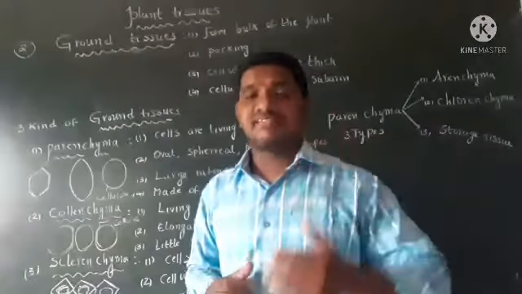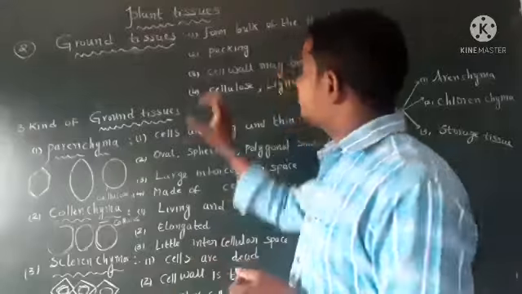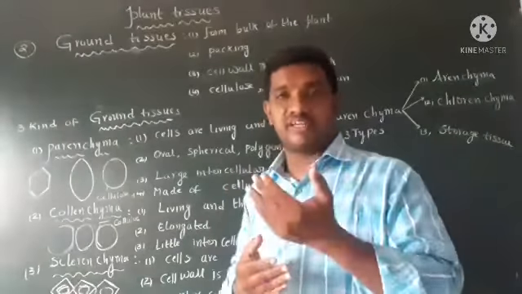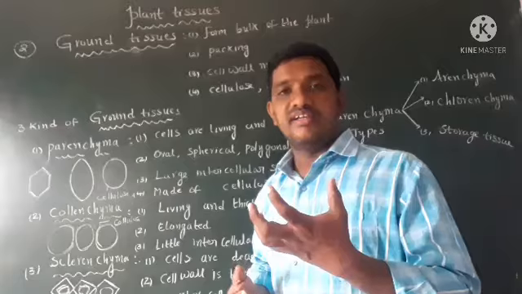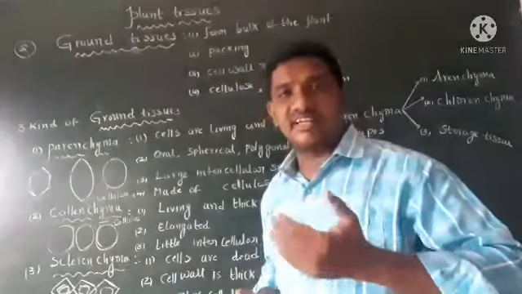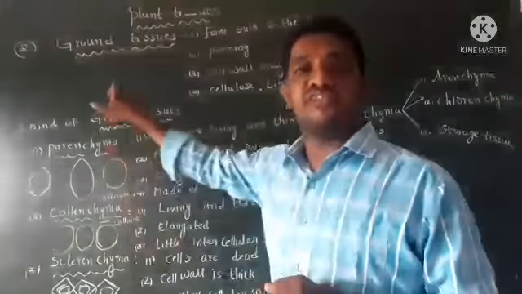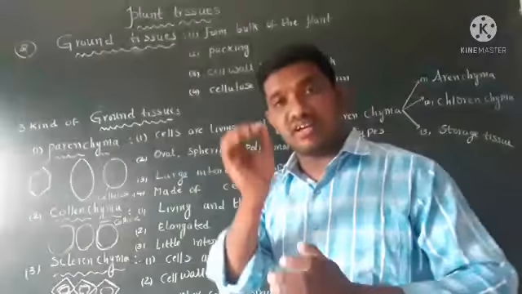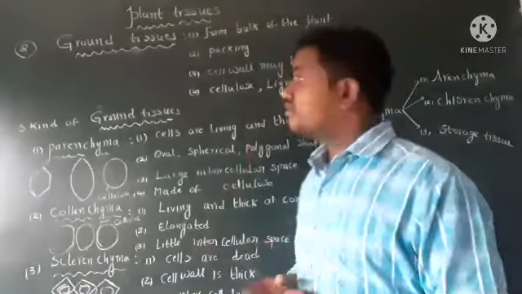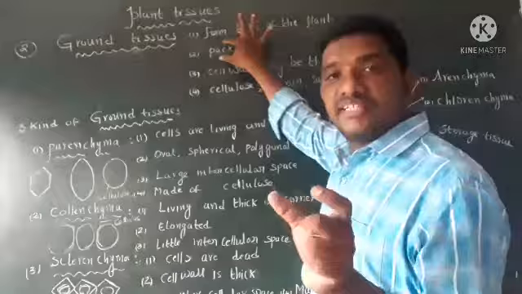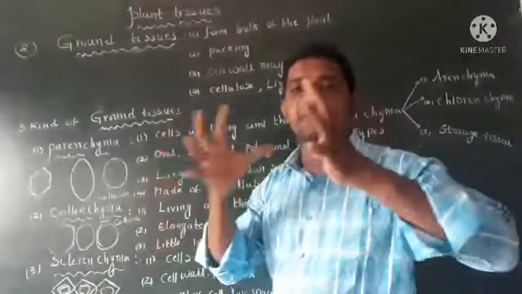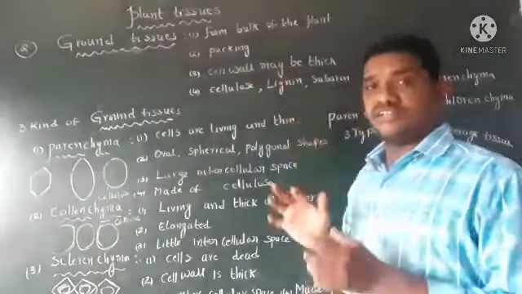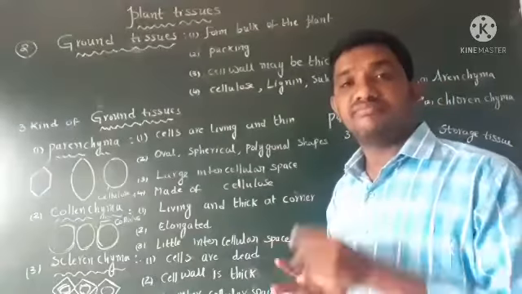Some common characters are there. What are those? Forming the bulk of the plant body means the entire plant body, either internally or externally, is formed by the ground tissues only. Entire plant body is made up of ground tissue only. Second, it helps in packaging of the tissues which will be packed. Third, the cell wall may be thick, very thick.